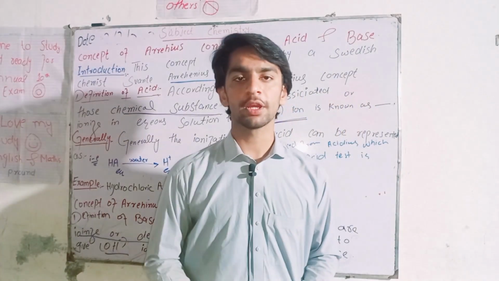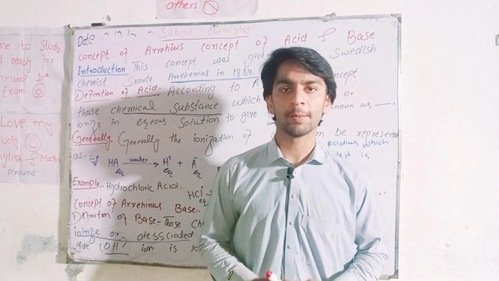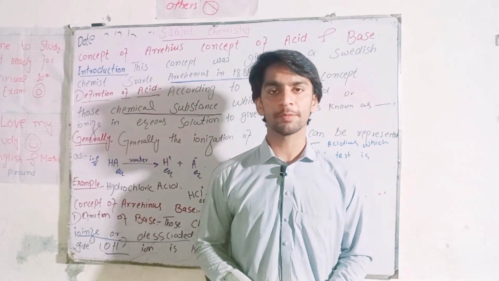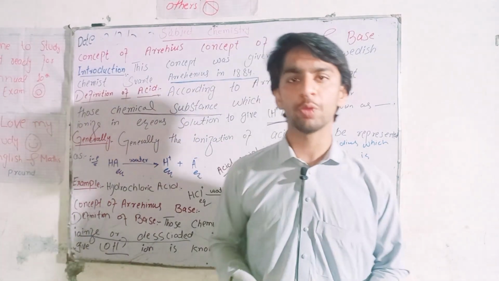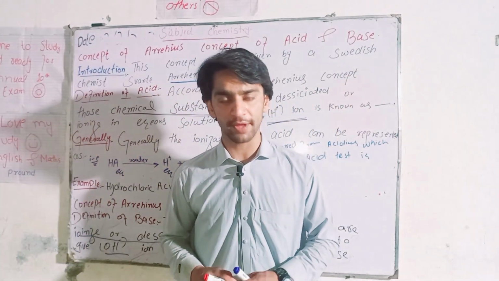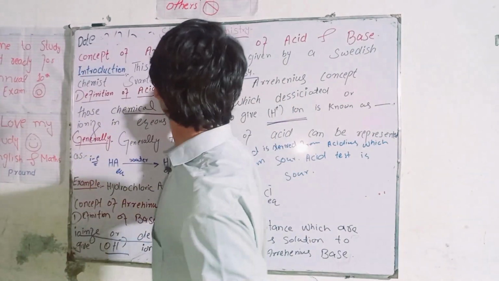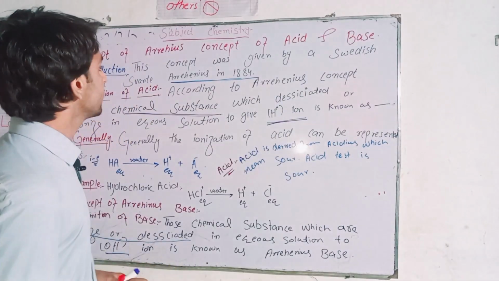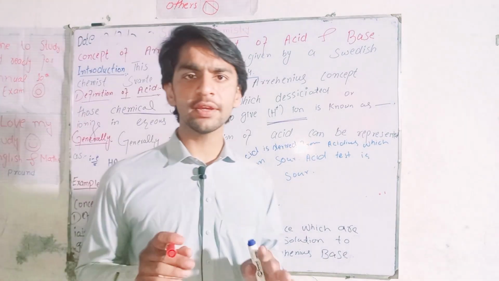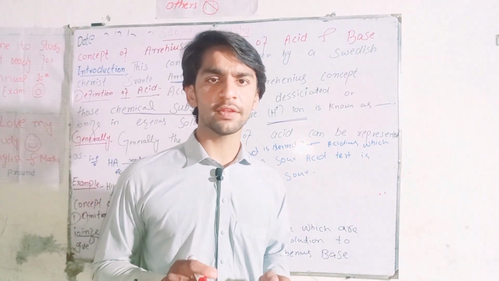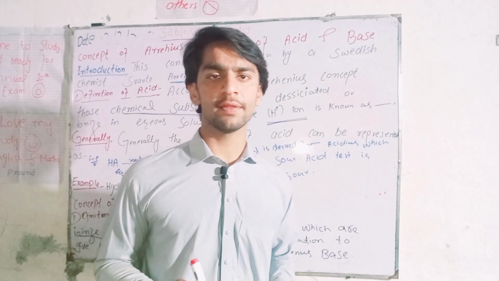Today our topic is chemistry. The topic of chemistry is the Arrhenius concept of acid and base. First of all, we can define the Arrhenius concept of acid. This concept was given by the Swedish chemist Svante Arrhenius in 1884. Acid is derived from the Latin word acidus, which means sour.